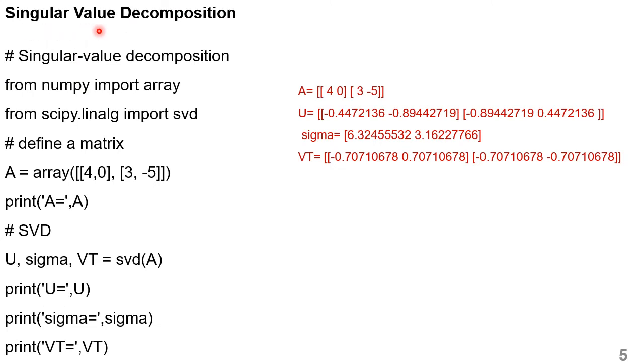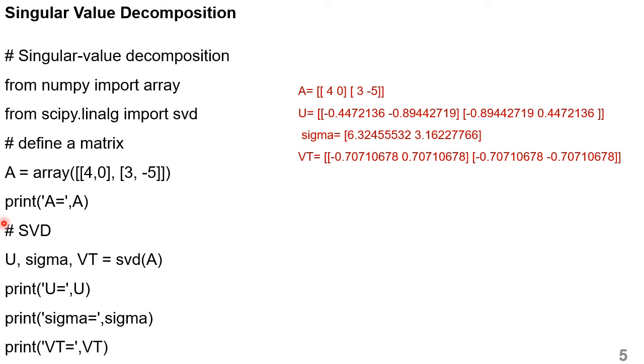In the second example, let us try to get 3 matrices using singular value decomposition method, that is U, sigma, V transpose matrix. For that, we need to import libraries. From numpy, we have imported array. From scipy, we have imported svd. In the earlier video, I have solved this problem. So here we have to define the matrix A, and that is the array of 4, 0, 3, minus 5.